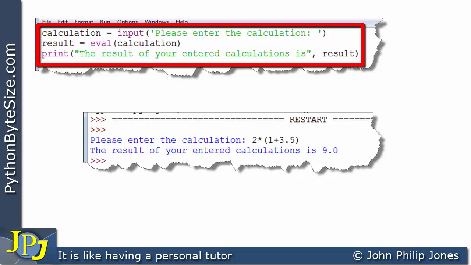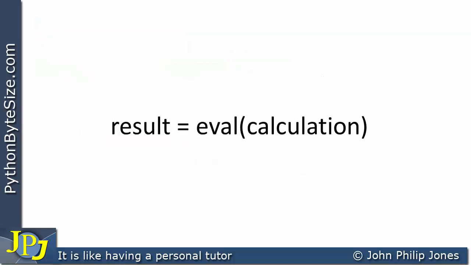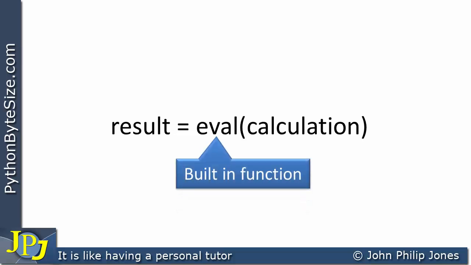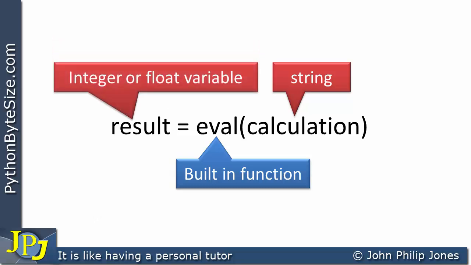Let's consider the second line of this particular program in isolation. Here it is. Result is eval and in brackets calculation. Now what we can see is that this is a built-in function within Python. This here is a string, and we've just seen that the result can be of type integer or of float, depending upon what we actually input as a string.